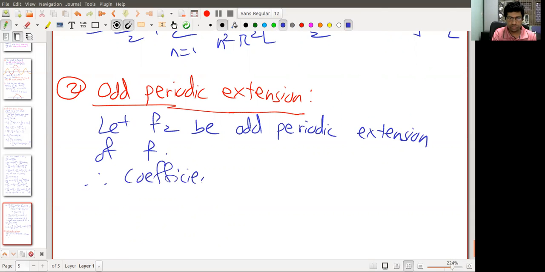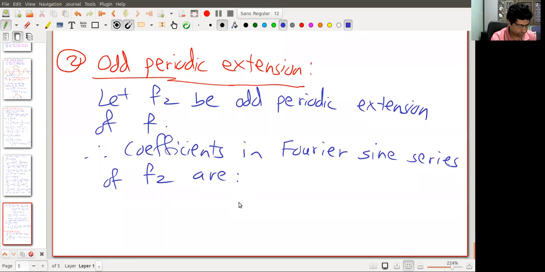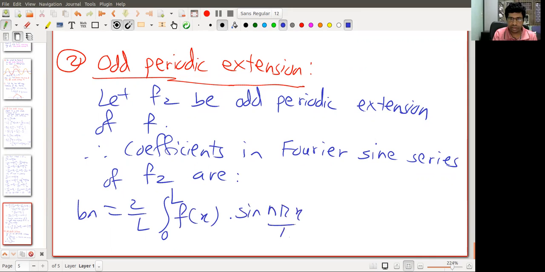coefficients in Fourier sine series of f2 are bn, and bn are given by 2 upon L integral from 0 to L f2 of x. Now in this interval 0 to L, f2 is same as f, so we may write f of x into sine n pi x by L dx.